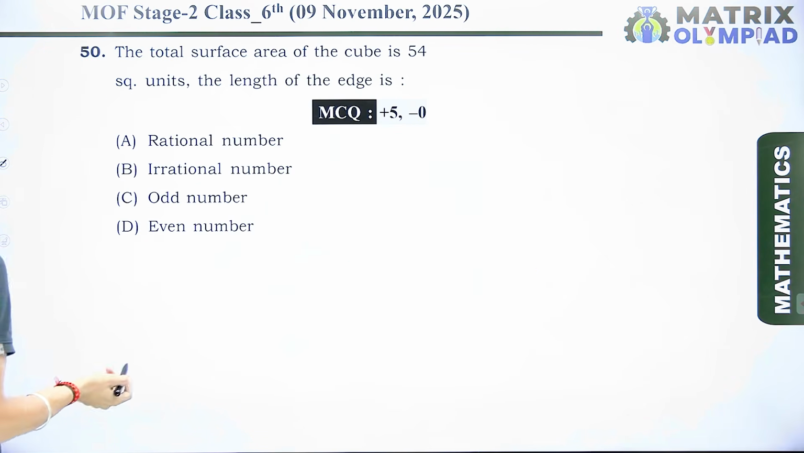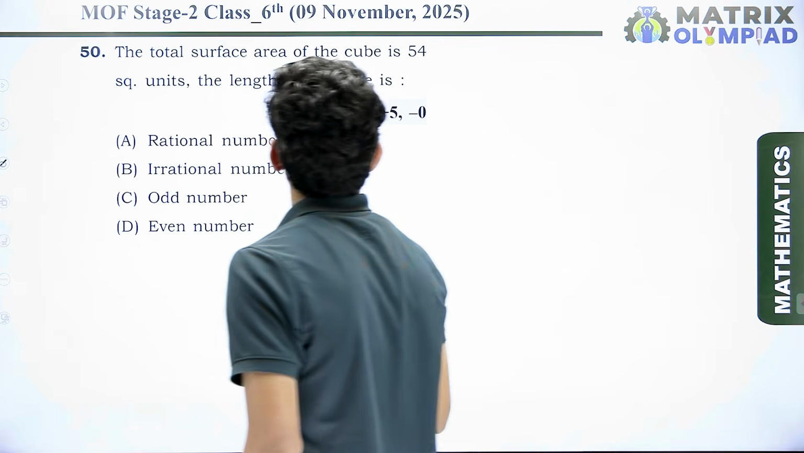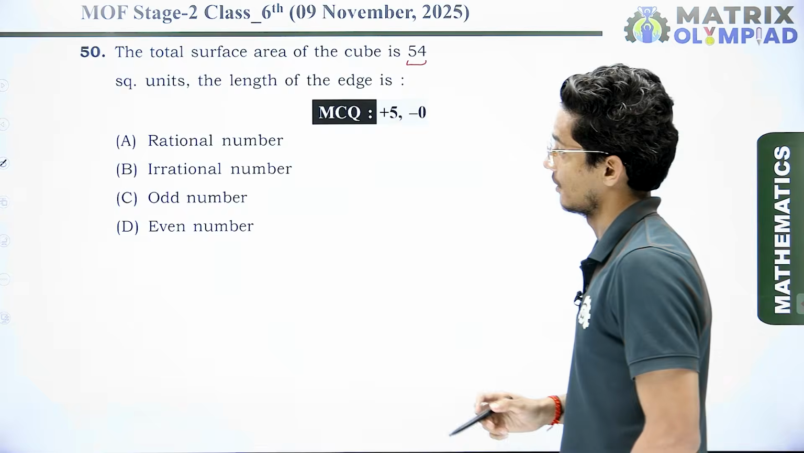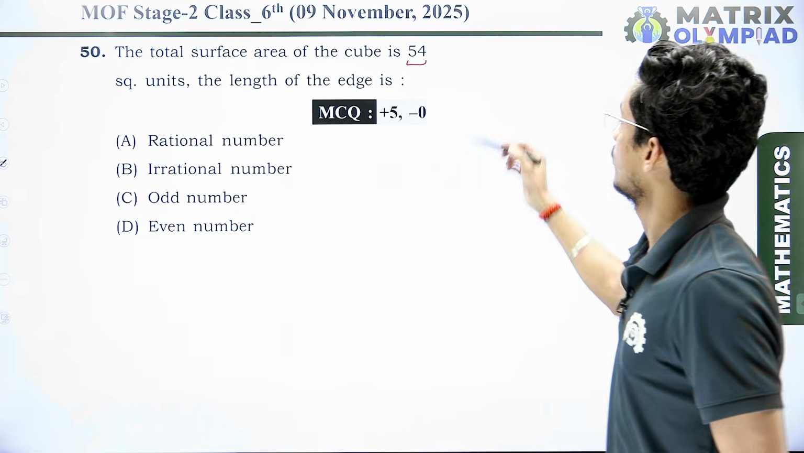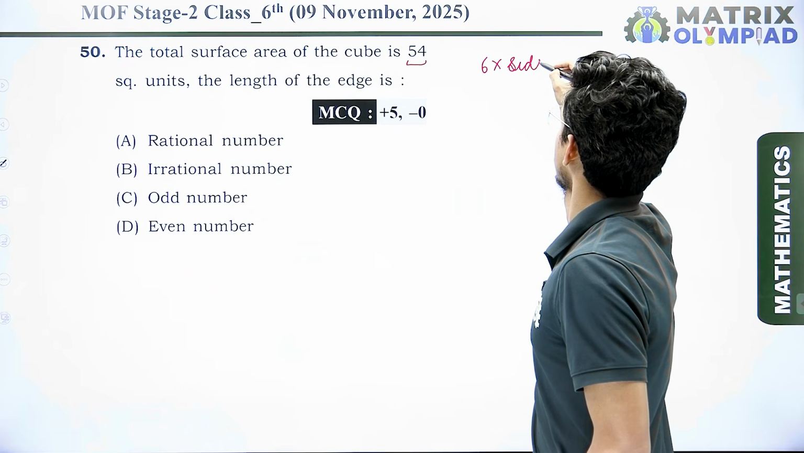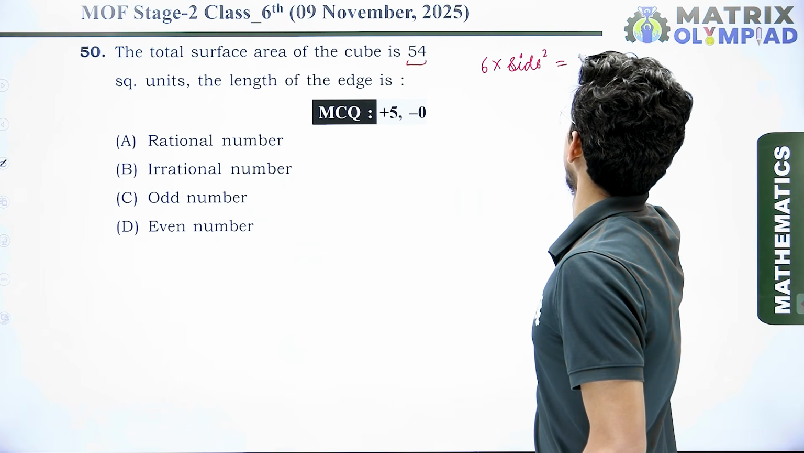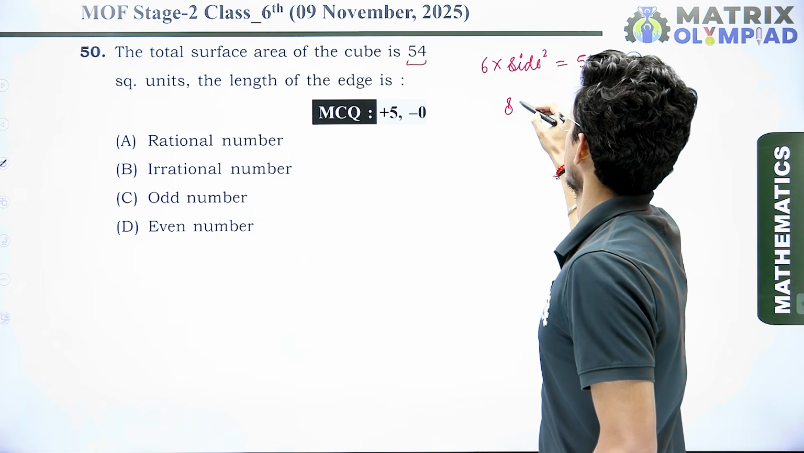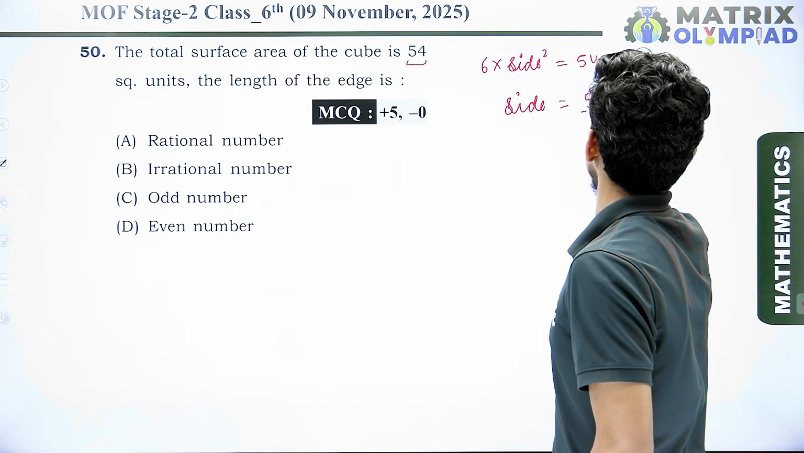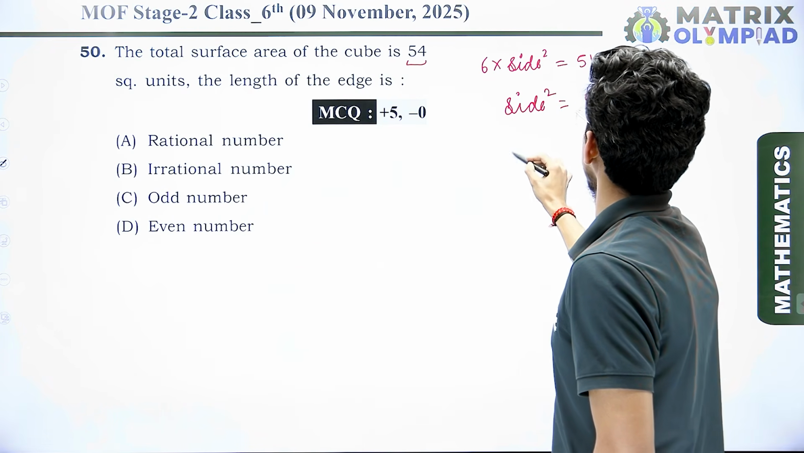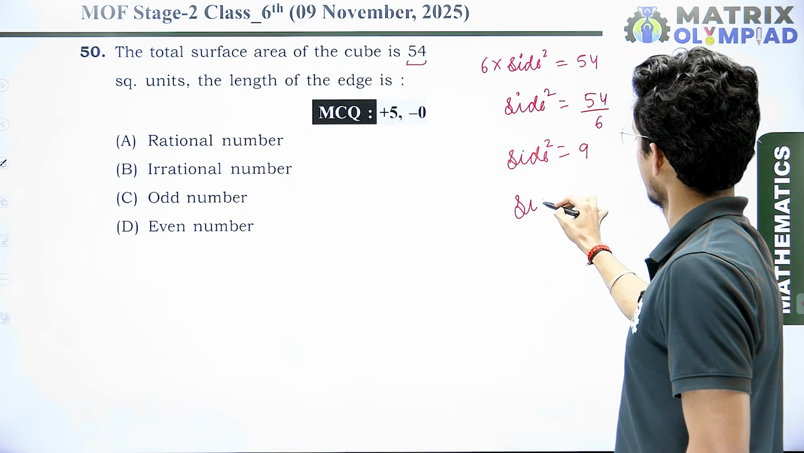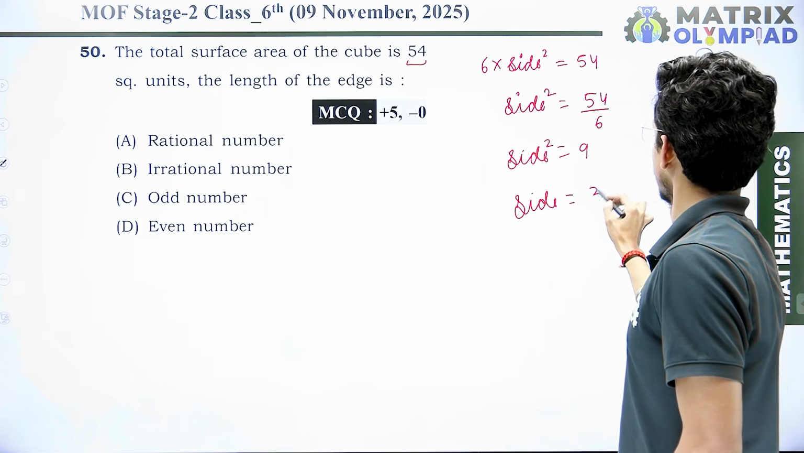So if I talk about the next question, the total surface area of a cube is 54 square unit. Then the length of the edge. We know total surface area of cube is 6 multiplied by side square, that is 54. So side square here we get 54 divided by 6. Okay, side square is equal to 9, and the side here we get is 3.